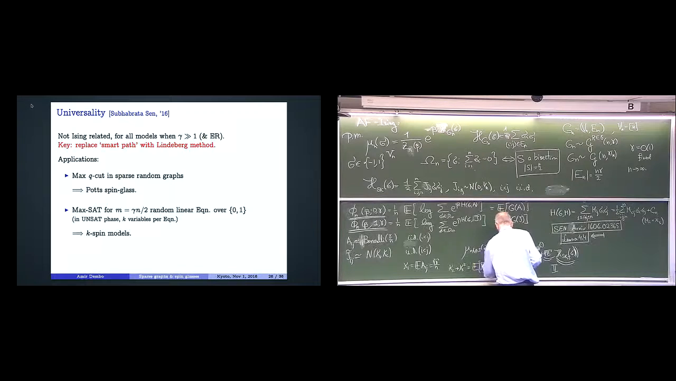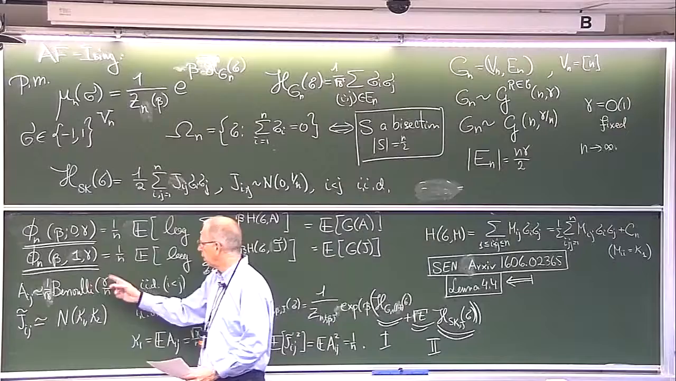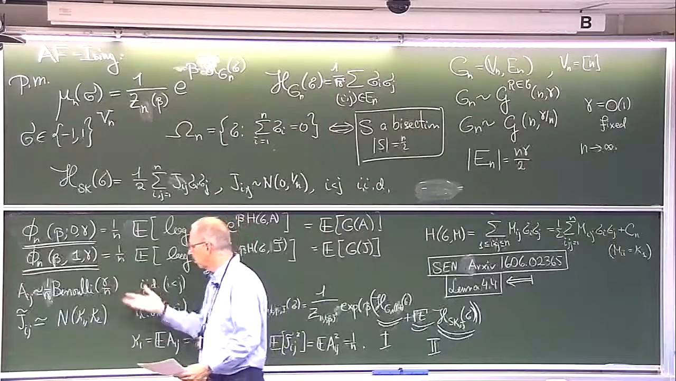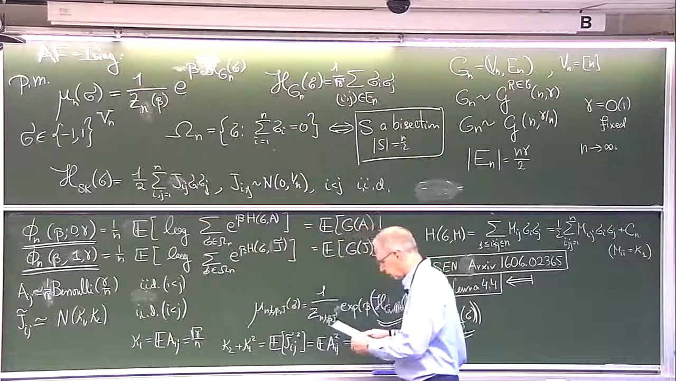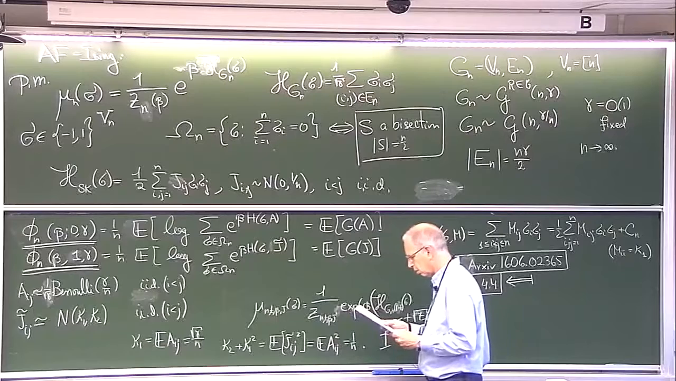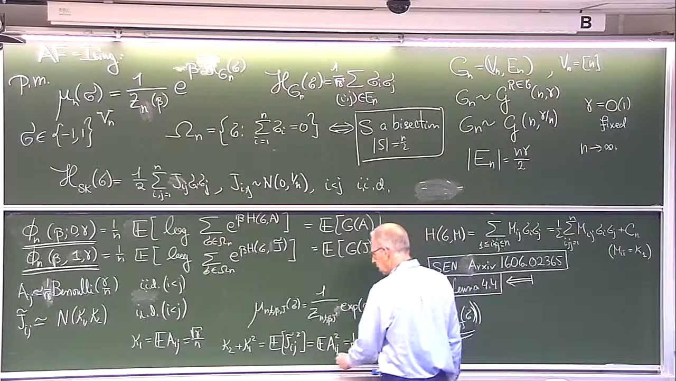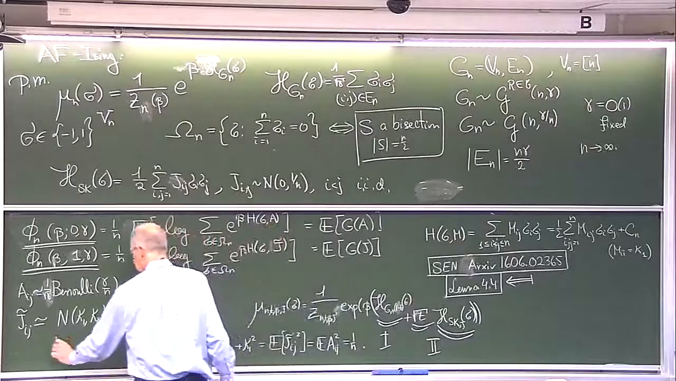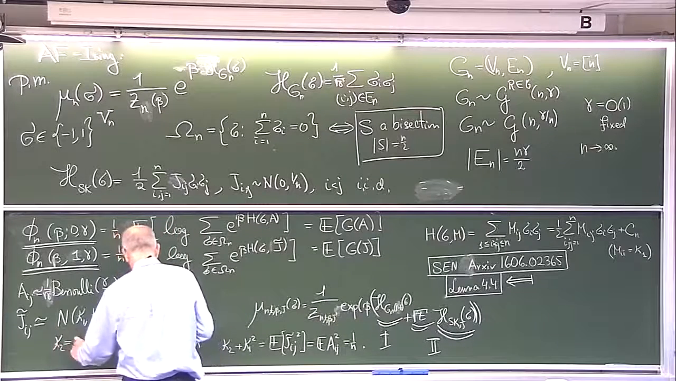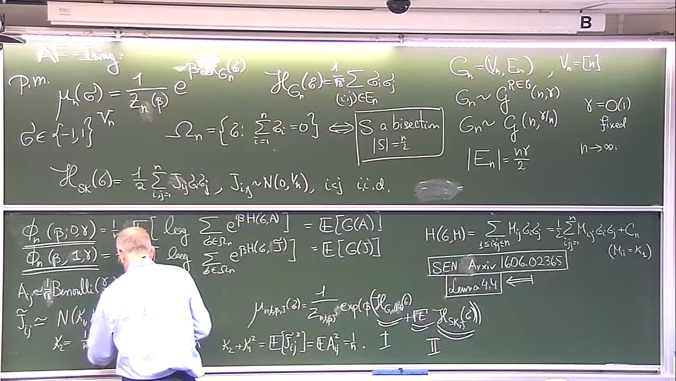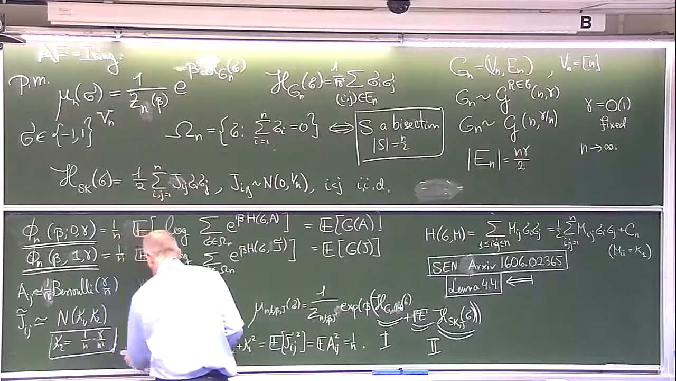I want that to be the second moment of Aij squared, because if you take this Bernoulli and take the square of it, you will get this. So from this, of course, you can calculate kappa 2. Kappa 2 will come to 1 over n times 1 minus gamma. This is just algebra.